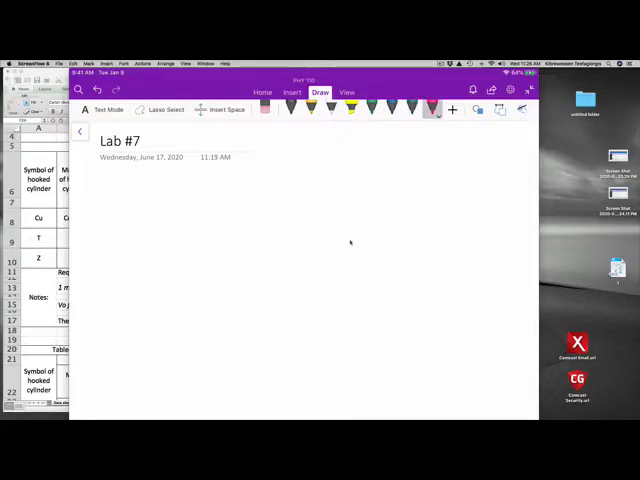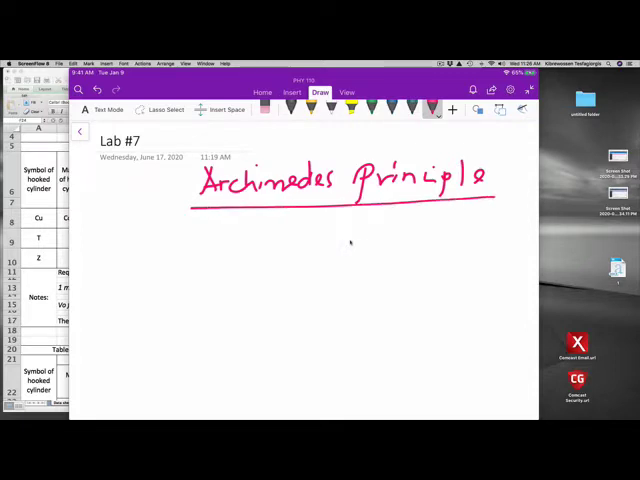Hello there. Today's lab is about Archimedes' principle. According to Archimedes, any object that is partially or fully submerged in a fluid experiences an upward force known as buoyant force.